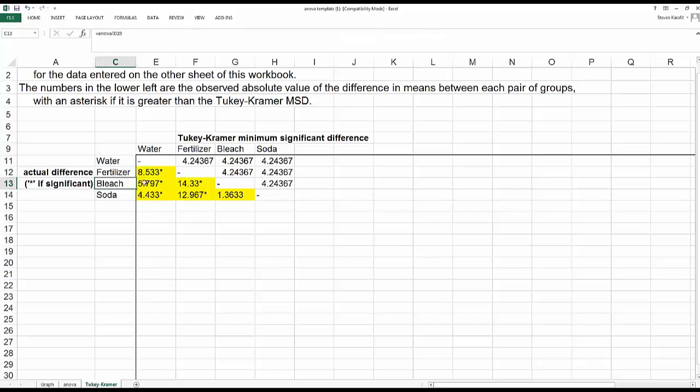So bleach in this case, significantly different from water. Bleach also significantly different from fertilizer. Soda, significantly different from water, significantly different from fertilizer, but not significantly different from bleach. See how there's no asterisk there. So only pay attention to the values that are below these dashed lines, right? So look at these dashed lines. These are the values that we use right here.